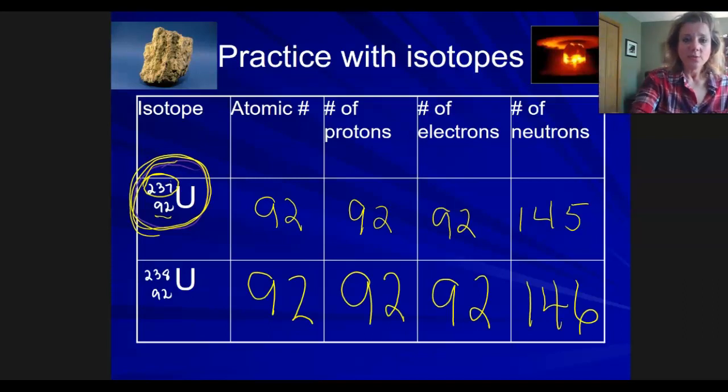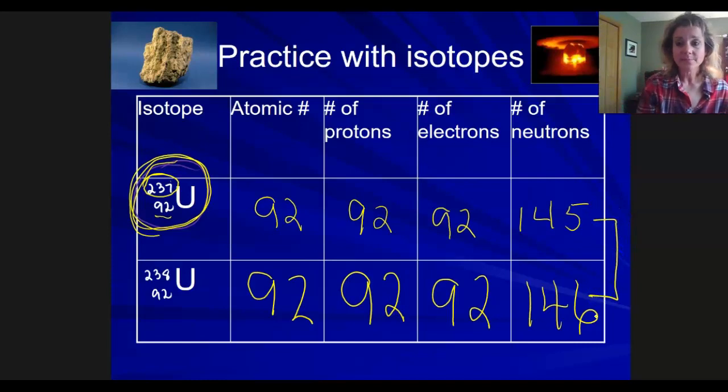Now, what's the difference between uranium-237 and uranium-238? Well, the difference is right here. It's the number of neutrons. The number of protons are the same. So since the number of neutrons are different, uranium-237 and uranium-238 are isotopes of each other because they have a different number of neutrons, and yet they're atoms of the same element. How do I know they're the same element? Because they have the same atomic number.